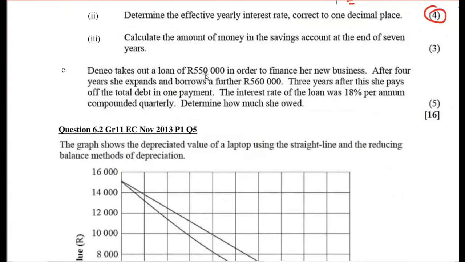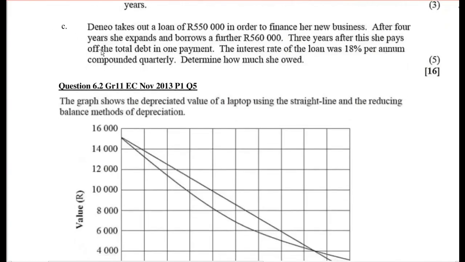Danelle takes out a loan of 550,000 in order to finance a new business. After 4 years, she expands and borrows a further 560,000. 3 years after that, she pays off the total debt in 1 payment. The interest rate of the loan was 18% per annum, compounded quarterly. Determine how much she owed. What are you going to do here? A timeline, right? You're just going to go 550,000, and I'm going to plus the 560,000. I'm going to add them because I want to add up all the debt. I'm not going to minus 550, minus 560. I know I'm borrowing, but we're going to add up the debt, changing the interest rate, and there you go.